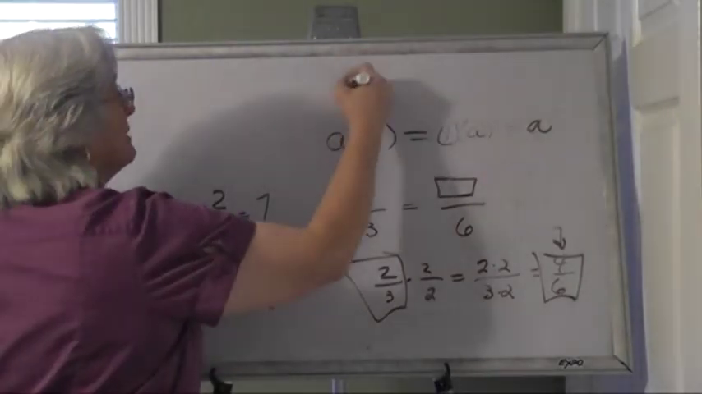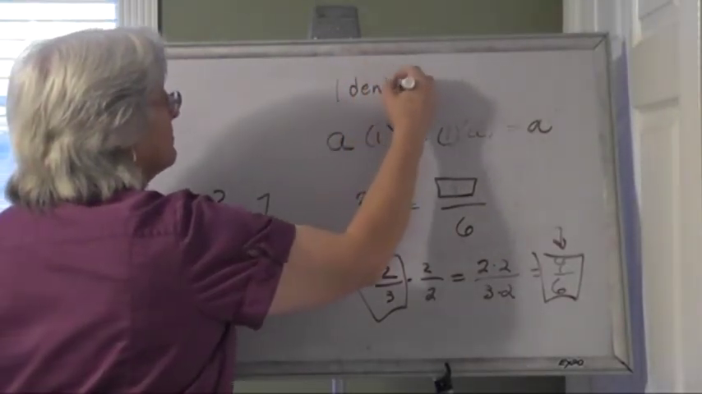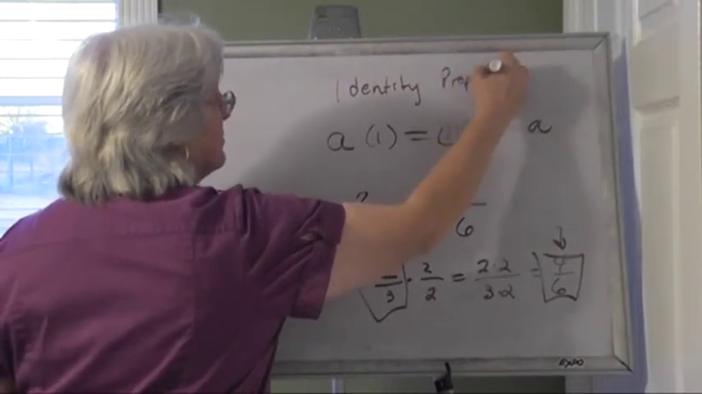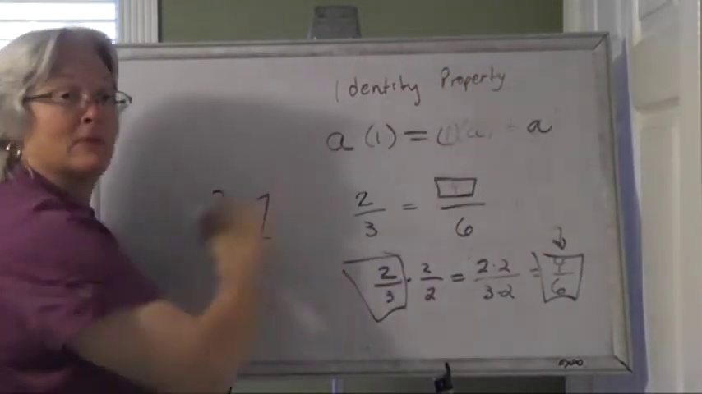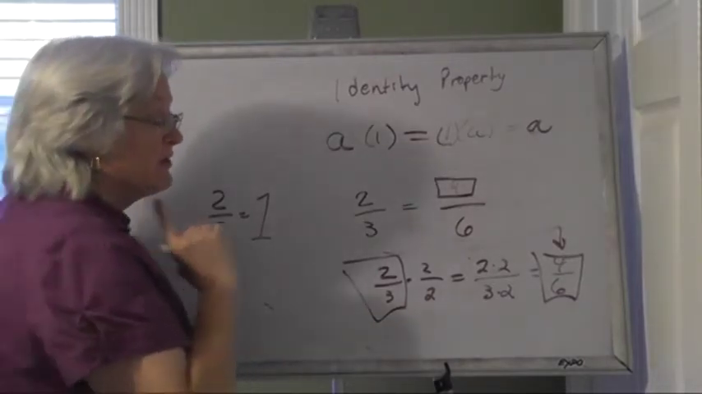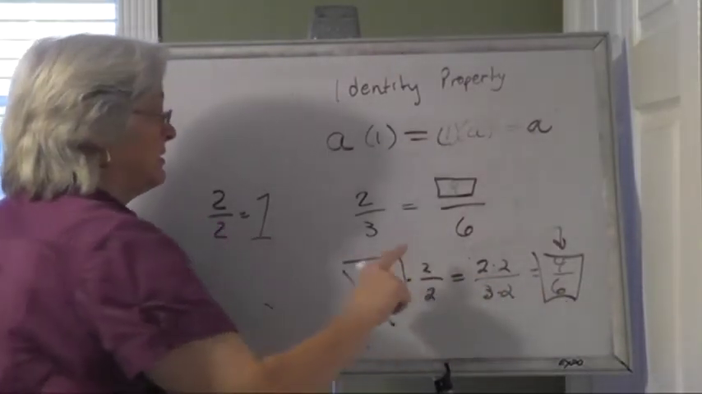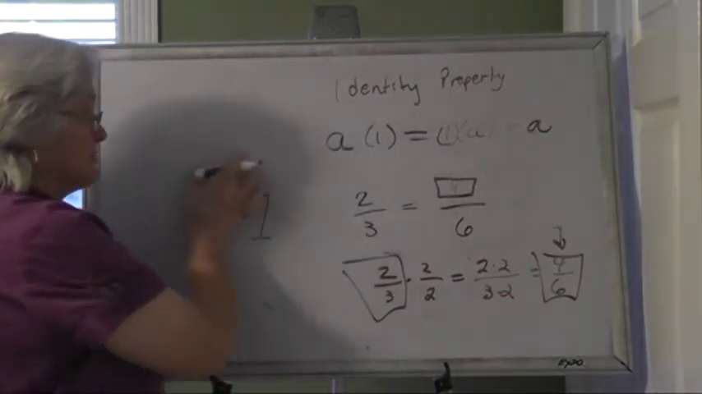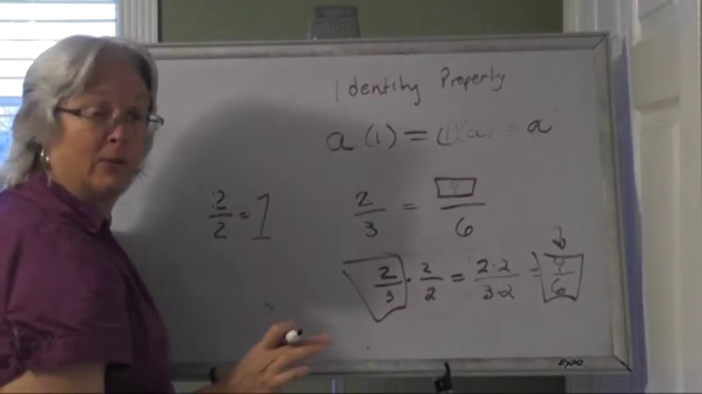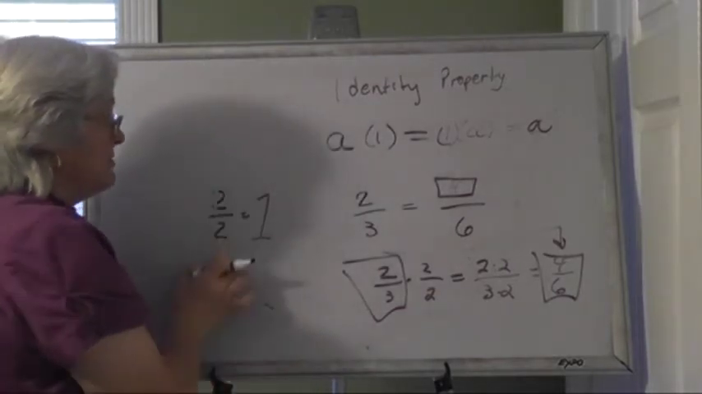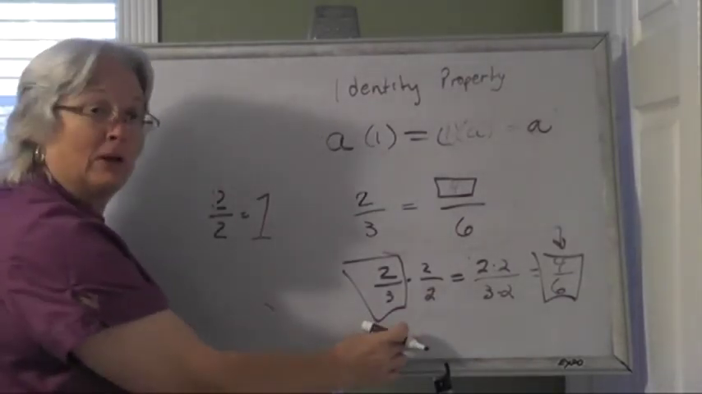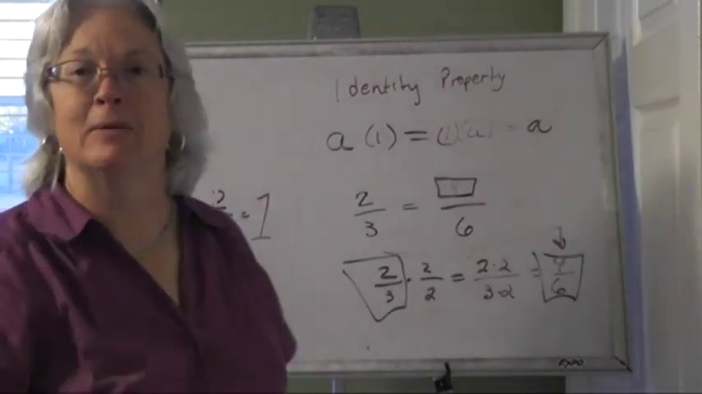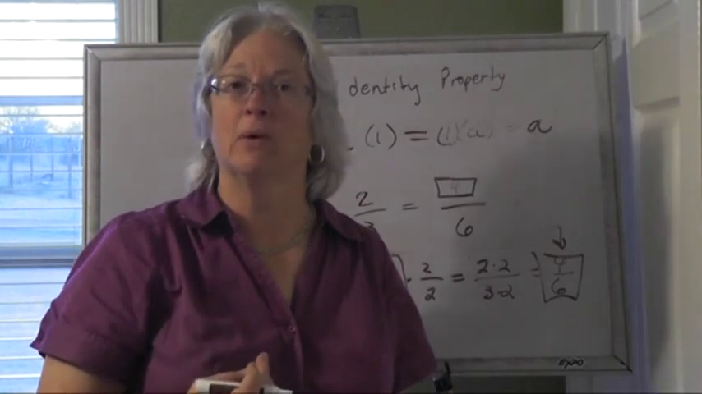And your identity property here of multiplication tells you that when you multiply something by 1, the value of it doesn't change. The appearance of it changes, and that's what we're using. Because we have lots of different ways that we can write 1. And it's when we use a different way of writing 1 to multiply something by that helps us solve problems, and that's why this identity property of multiplication is so very important.